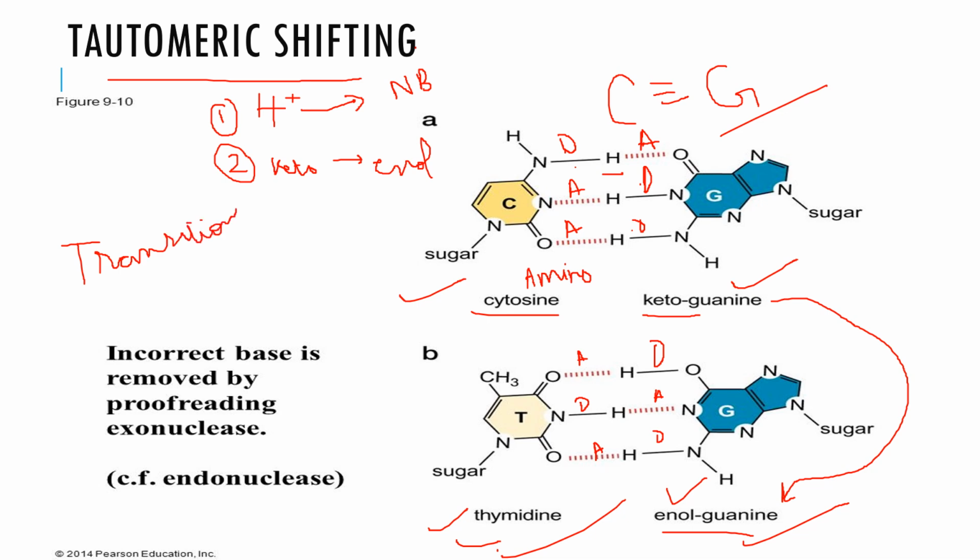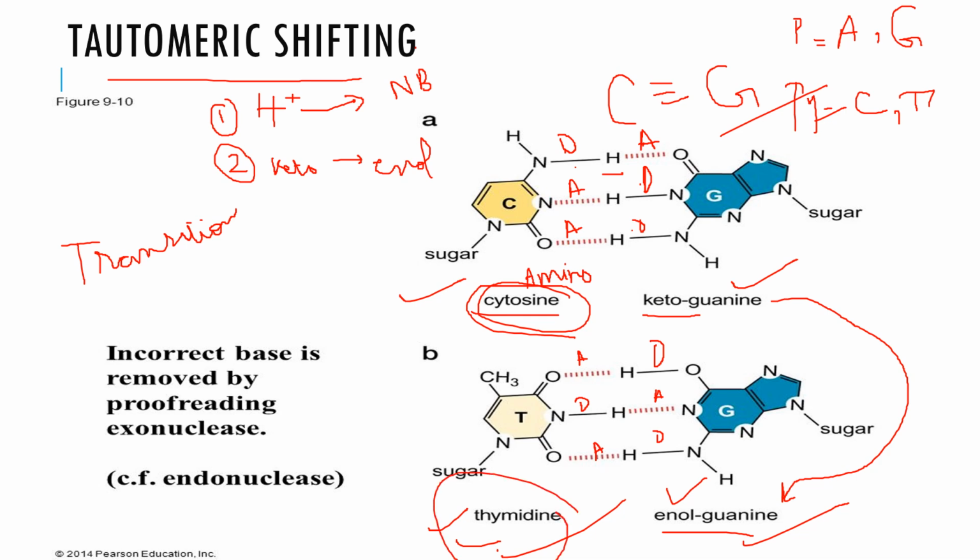How is transition? As you know, the purines are adenine and guanine, and the pyrimidines are cytosine and thymidine. As you can see here, firstly with the keto form, guanine and cytosine were paired. After the tautomeric shift, there is an enol form, and the enol form forms a bond with thymidine. So you can say that firstly cytosine was present, and after that thymidine was present. So this is the transition.